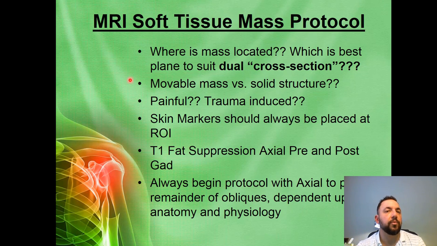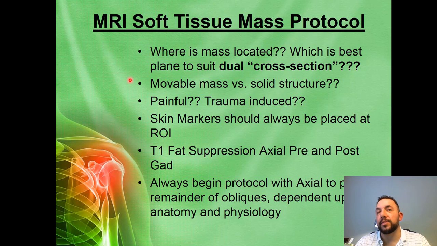Questions for your physician when reading: movable mass versus solid structure, any trauma induced. Use your skin markers. And then with contrast and a soft tissue mass protocol, T1 fat suppression axial pre and post. You want these to match. You don't want your patient to get up in between after you've injected the contrast, and now when you put them back on the table, there's not an exact match of pre to post.